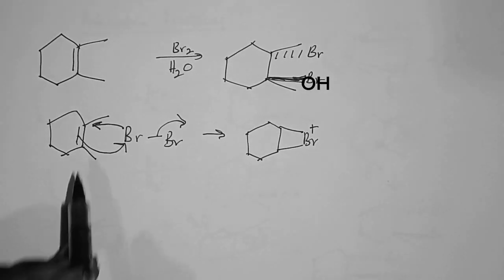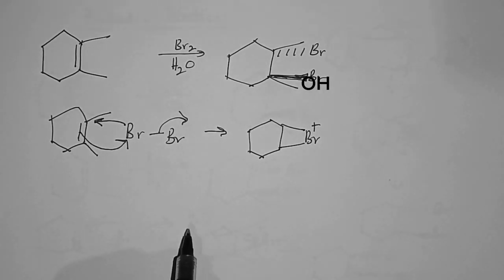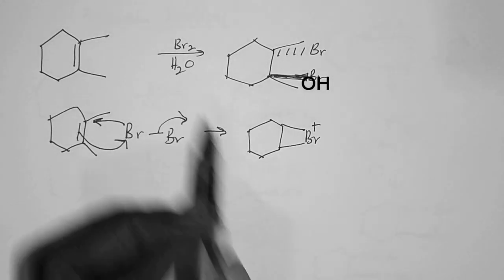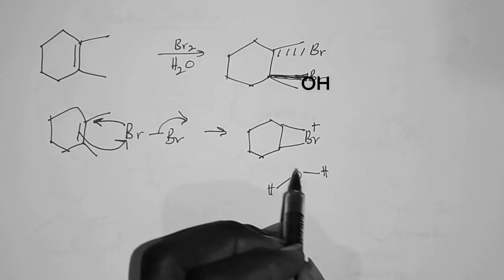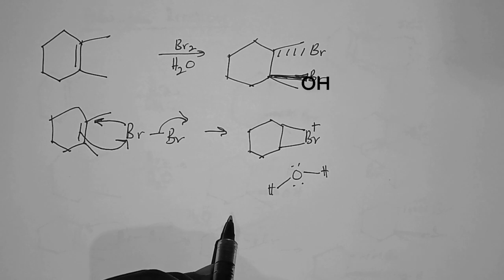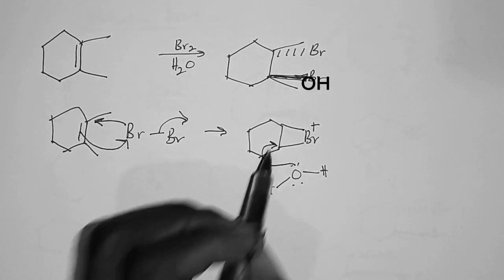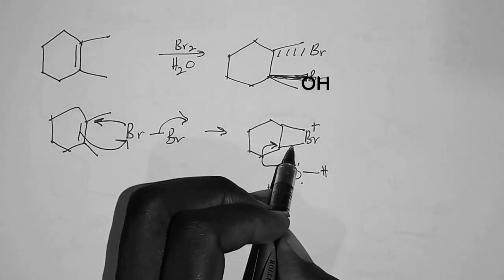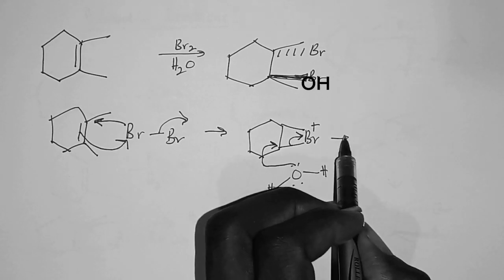And then remember that it's in the presence of water. Water will act as a nucleophile. Because you know that oxygen has 2 lone pairs of electrons. These are the 2 lone pairs of electrons. So it will use it to attack the bromonium cyclic ring at the back. And that will cause this ring to open, leading us into this intermediate.